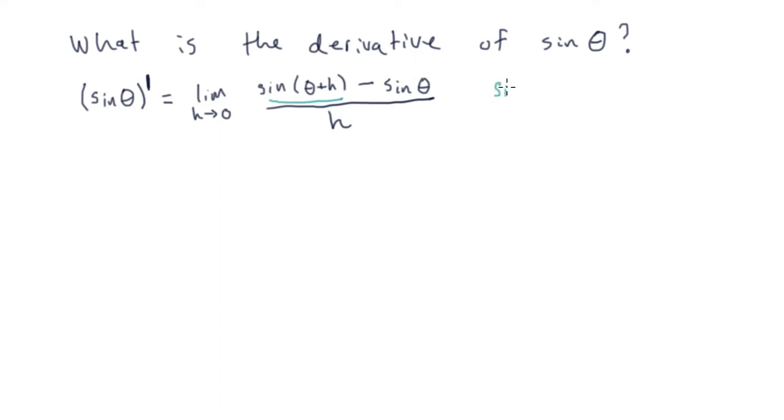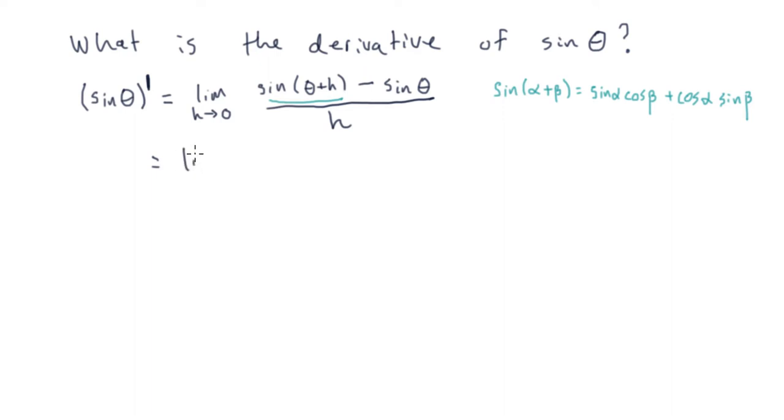So recall that sine of alpha plus beta is equal to, the way I remember it, sine alpha cosine beta plus, and then you just switch them, cosine alpha sine beta. Okay, so that's at least going to let us rewrite this sine of theta plus h, which is kind of the complicated part of this expression.